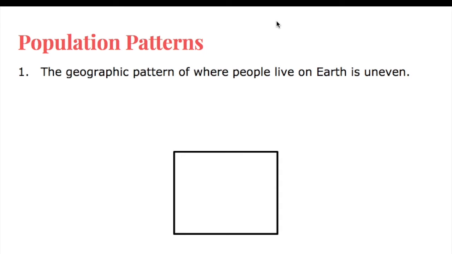The first, number one, the geographic pattern of where people live on Earth is uneven. People don't just naturally spread out to all different aspects and all different parts of the world. Our population distribution is usually based on where people can find the things that they need in order to survive. So our basic needs are food, water, and shelter, so where you live. And then after that, you've got to be able to provide for yourself and provide for your family in the economic system that our world has.